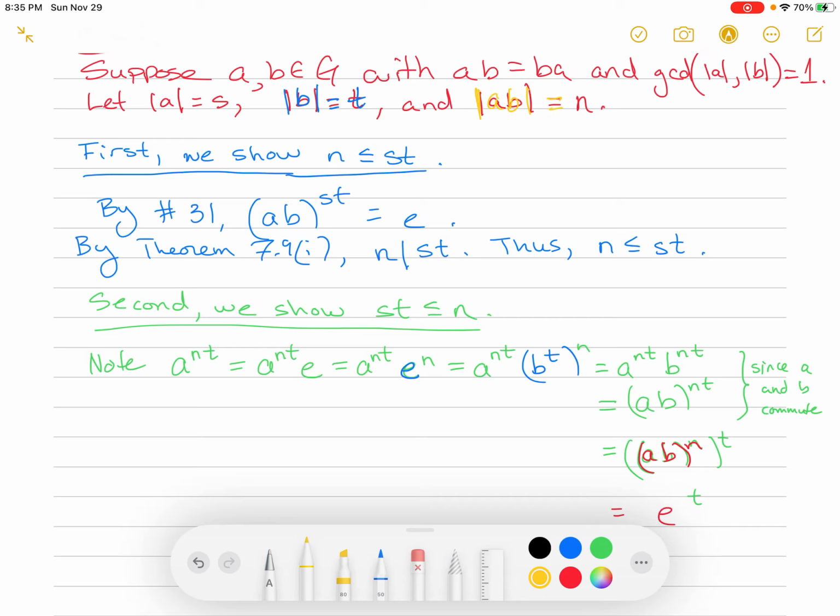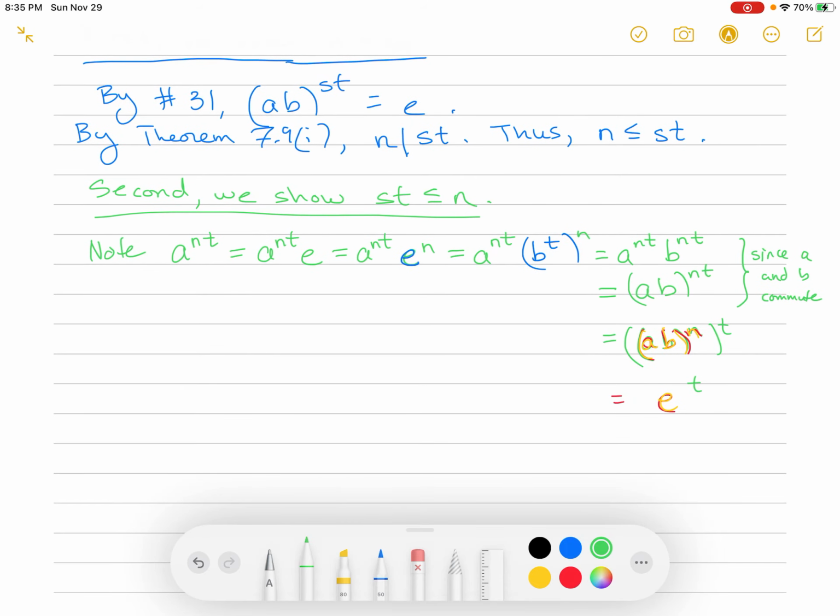That's back here. I'll put this in yellow. AB's order is N, right? So AB to the N is the identity. But what's the identity to the T power? The identity to the T power is the identity. Okay. So what do we have? We have A to the NT power is the identity.